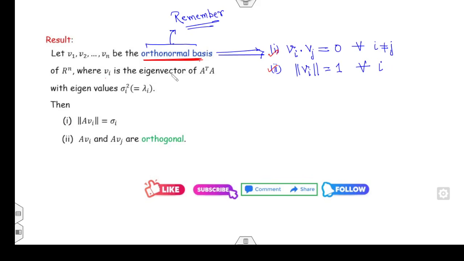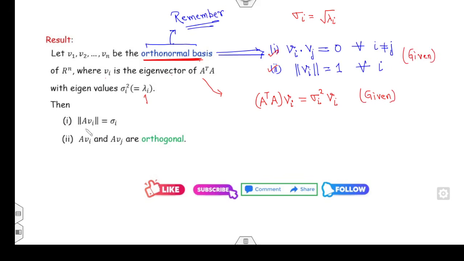And Vi is the eigenvector of A transpose A. What does it mean? A transpose A is my matrix, Vi is my eigenvector. The eigenvalue corresponding to Vi is lambda i, and we have defined the singular value as the positive square root of lambda i, that means sigma i squared times Vi. This is given to you, and the orthonormal basis is given. These two points are given to you.